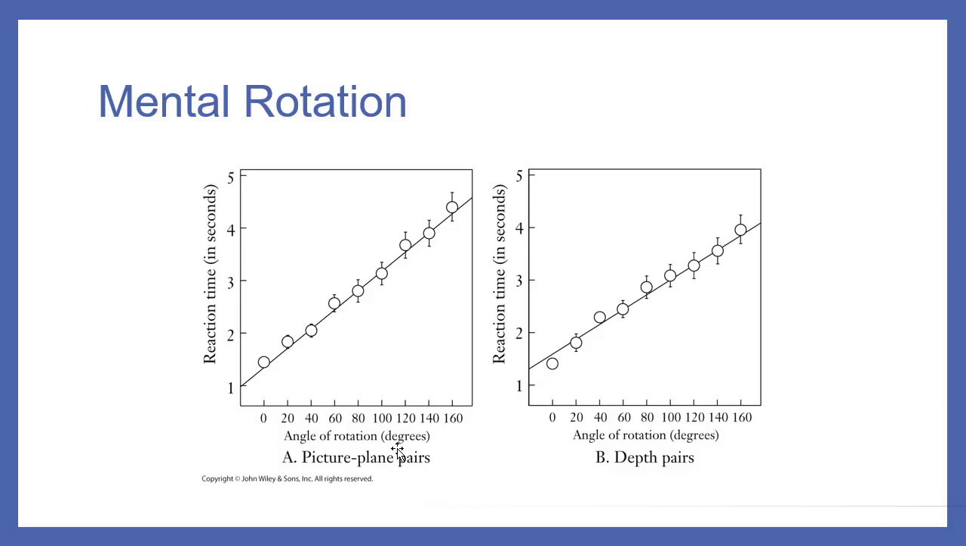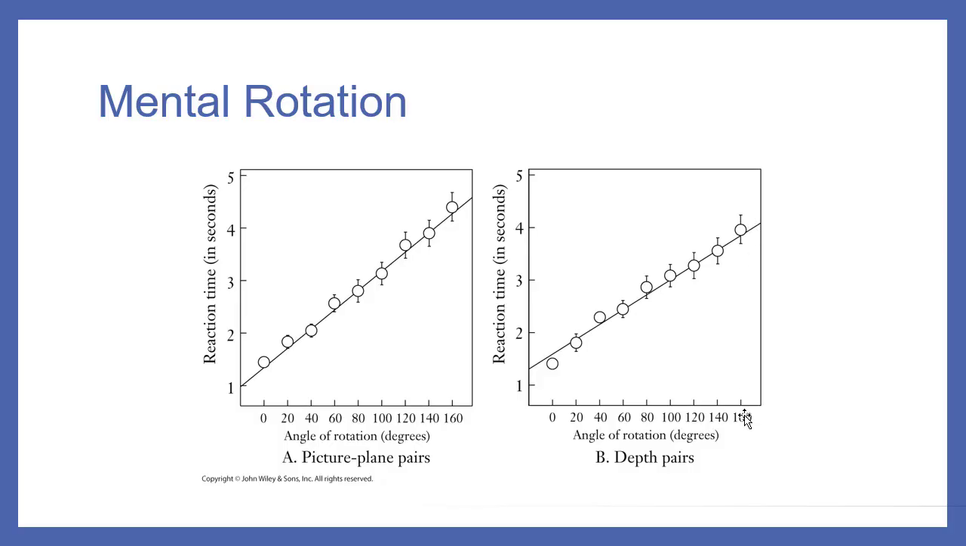So this is the picture plane pairs. These are the ones that you just rotate in a circle, on a two-dimensional circle, to determine if it's a similar shape or not. The depth pairs are the pairs that get rotated front to back, or they spin around, and those are more difficult because they happen in three dimensions. In those cases, we have a lot of variance. Even if they are not off by a whole lot, we have a lot more variance in the length of time it takes you to come up with the correct solution.